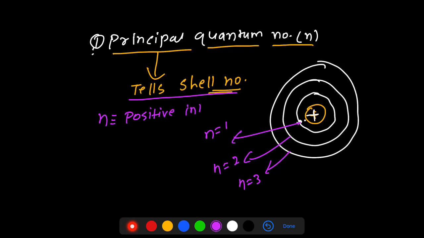So if n tells us the shell number, n is a positive integer. It must be an integer because it's a counting number, right? The value of n will never be negative. It will always be a positive integer. So the value of n can go from 1 to infinity, because a particular atom can have an infinite number of shells. First shell, second shell, third shell, fourth shell. If I have to say the value of the principal quantum number for the seventh shell, it's simply n equals 7. Fine. So the principal quantum number will tell us the shell number.